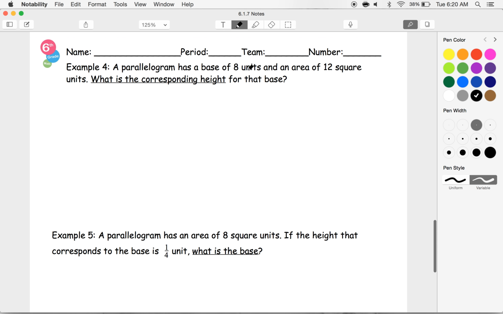A parallelogram has a base of 8 and an area of 12. Ooh, look at this, guys. This time they tell us the area is 12. What is the height? So area equals base times height. I know the area is 12 equals 8 times height. Now I have to think. This is kind of strange. What number times 8 is going to give me 12? It's kind of a weird idea.